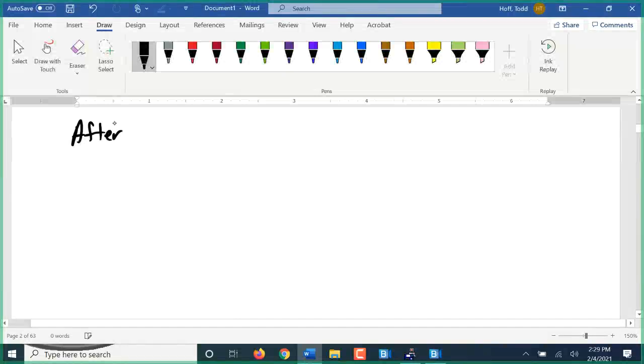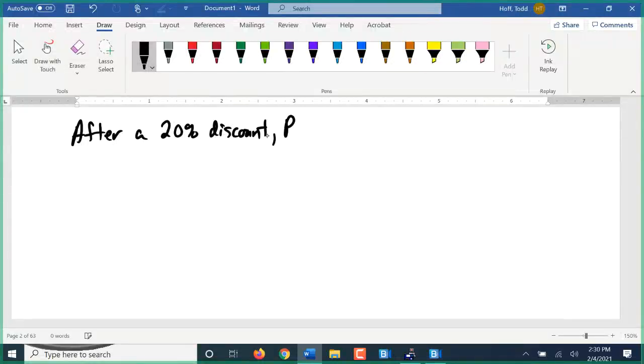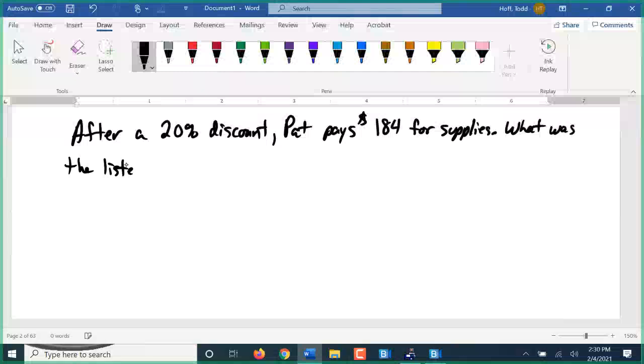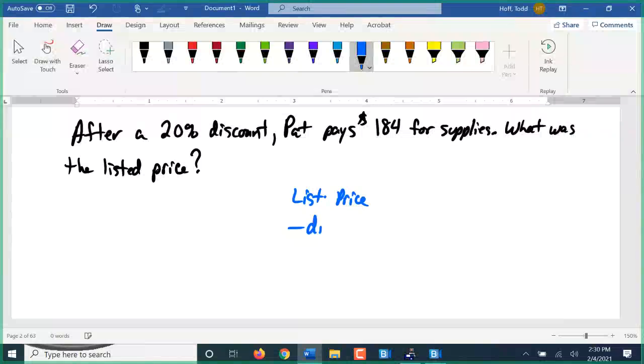Let's say that after a 20% discount, Pat pays $184 for supplies. What was the listed price? Now, listed price, or list price as it's often called, is the price that the object is marked. That would be before the discount. So here we have the list price, or the starting amount. We're going to subtract that discount to get the ending amount, or the amount paid.